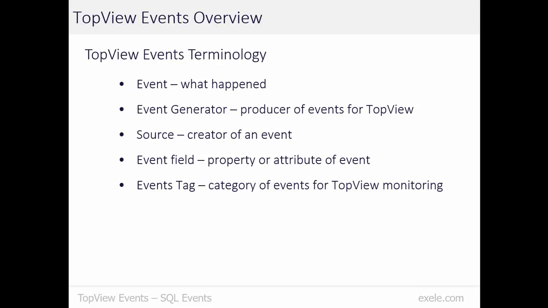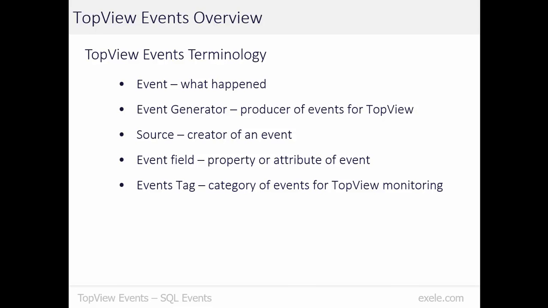Let's start by defining some of the terms used by TopView events. An event may include an action, status, or alarm. Examples include events telling you that a door was opened or the printer is out of paper. An event generator is TopView's name for a producer of events. SQL Events is an event generator. An event source is the creator of an event. For the example event, the printer is out of paper, the source may be the administration department laser printer.